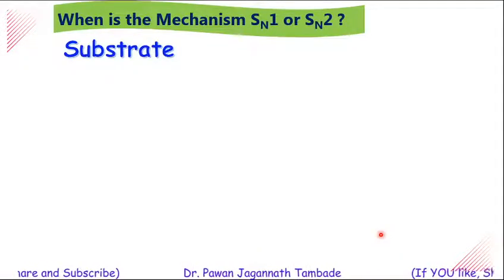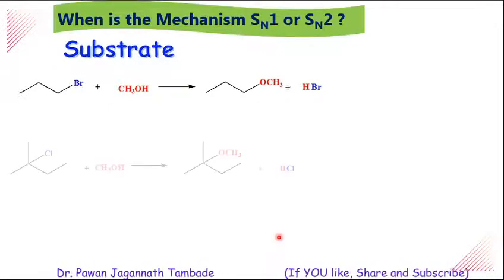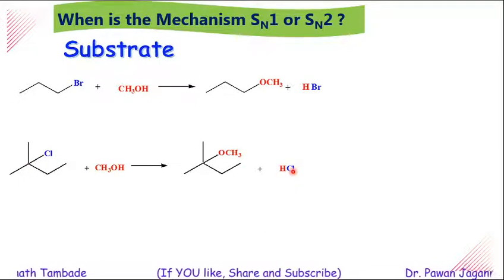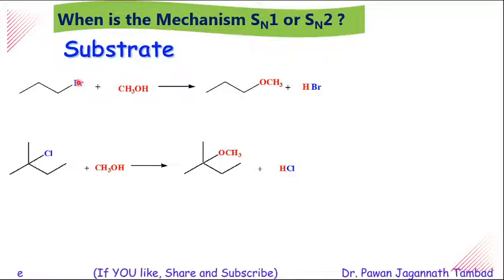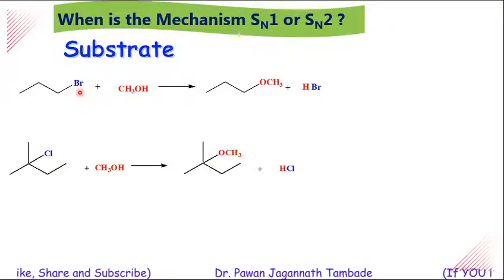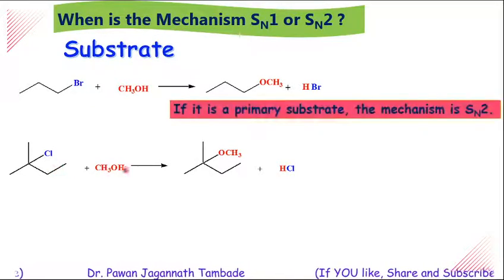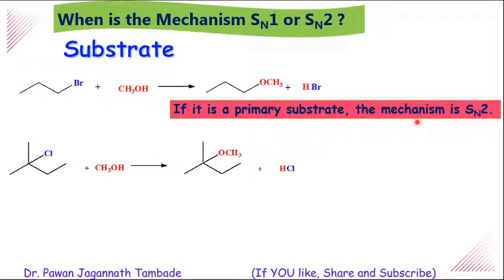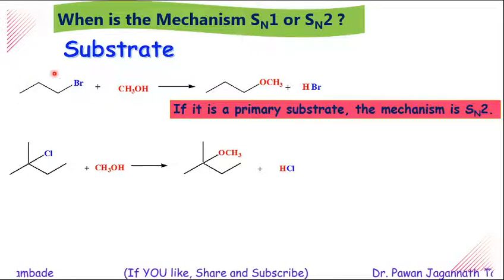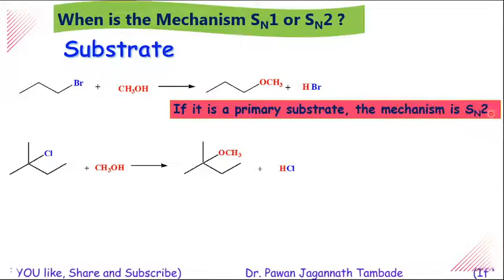Now, first we will see substrate. If you look at this example, this is primary alkyl halide, and if you look at the latter example, this is tertiary alkyl halide. So we can have different substrates. It may be simple methyl halide, primary alkyl halide, secondary alkyl halide, or tertiary alkyl halide. Out of these four possibilities, I took these two, primary alkyl halide and tertiary alkyl halide. If alkyl halide is primary, then mechanism is always SN2 mechanism. If we are having primary alkyl halide as a substrate or methyl halide as a substrate, then it always undergoes SN2 type of reaction.